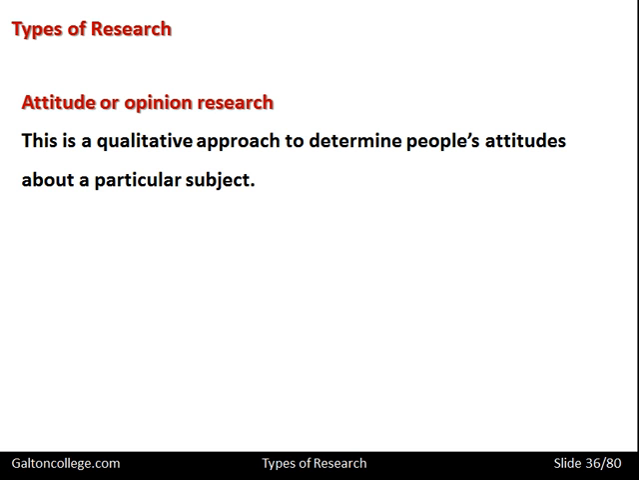But also we have attitudinal research. Sometimes we're interested in the attitudes of people. We're interested in their opinions on a particular subject. So we might conduct research and ask them how they feel about the present economic policy of the government, or about the present situation in political terms or in social terms, or what's happening in the world. It's an attitude. It's looking at people's attitudes.